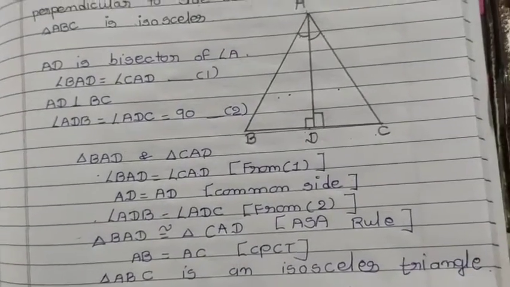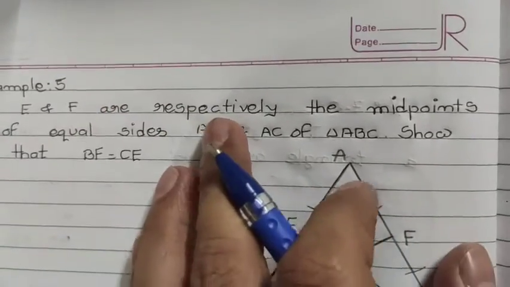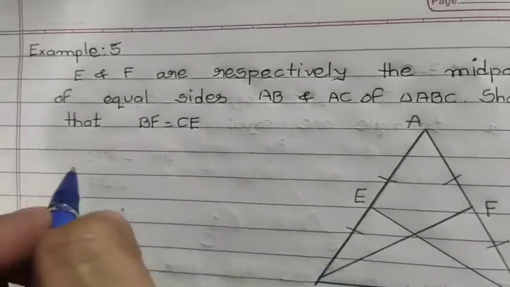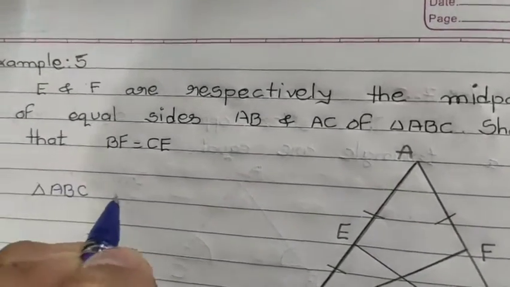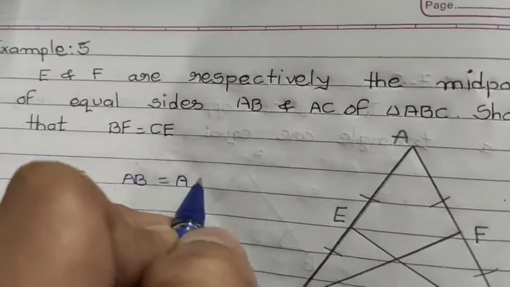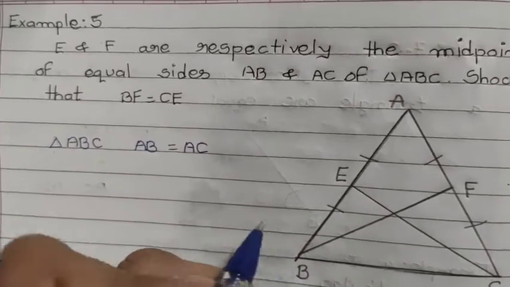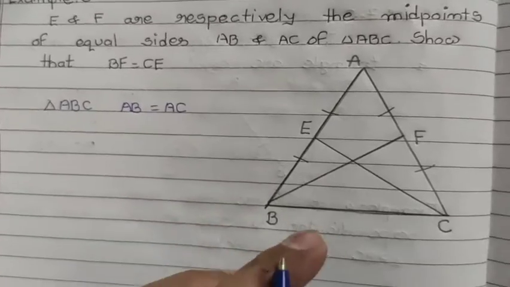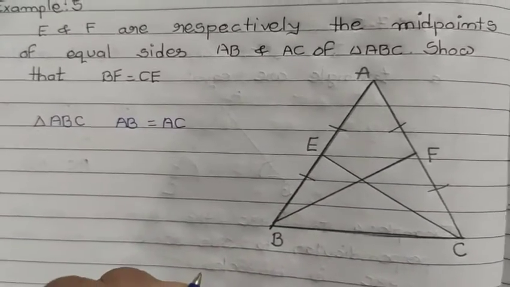Right. Now example 5. E and F are respectively the midpoints of equal sides AB and AC of a triangle ABC. That means in triangle ABC, AB and AC are equal. That means by theorem 7.2 we can definitely write that the opposite angles are also equal. Am I right?